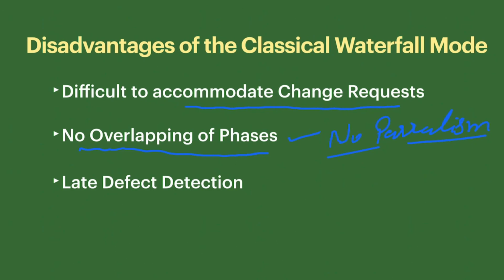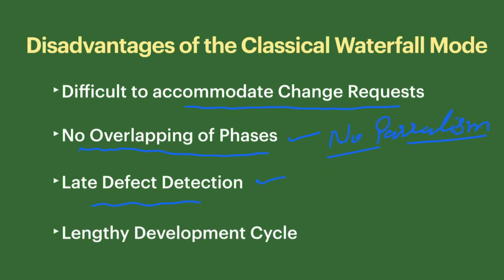Late defect detection. Another major problem is that defect detection is very late. Suppose the customer wants to change anything in their requirements; before the maintenance phase they cannot. So if the customer finds any defect in their requirements, they cannot change it before the maintenance phase. Then there is the lengthy development cycle. The development cycle is very lengthy, because all the phases are completed one after another, and there is no parallelism. So it's a very lengthy development cycle.